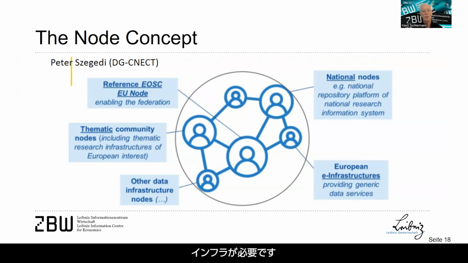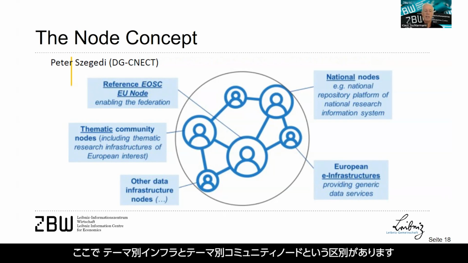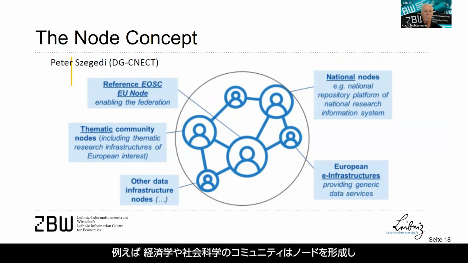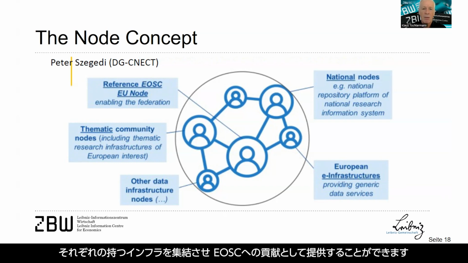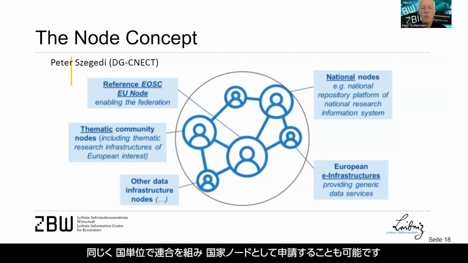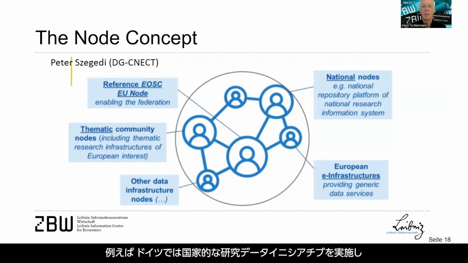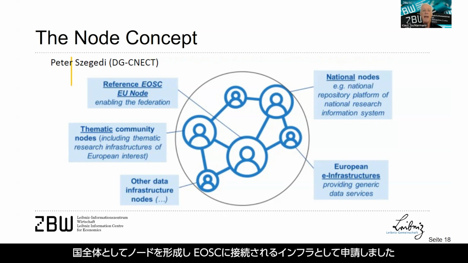We need further infrastructures. And here we differentiate between thematic infrastructures, thematic community nodes. For example, the community in economics and social sciences can form a node, can bring together the infrastructures they have and offer that as a contribution to the EOSC. The same applies to nations who can form a coalition and apply as a national node. For example, in Germany, we did that with our National Research Data Initiative. We applied as a whole, as a national initiative, to become a node, to become an infrastructure connected to the EOSC.